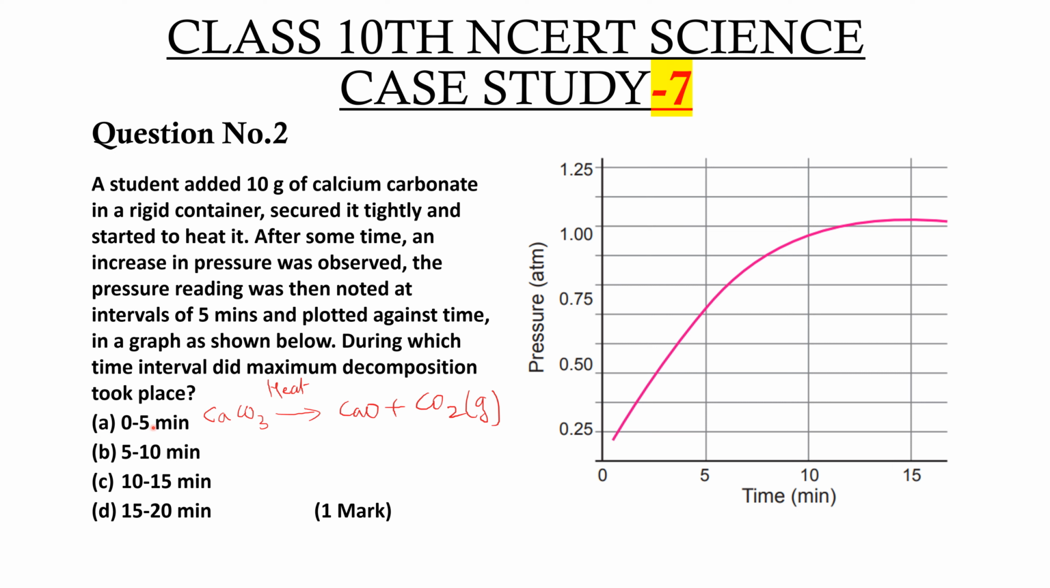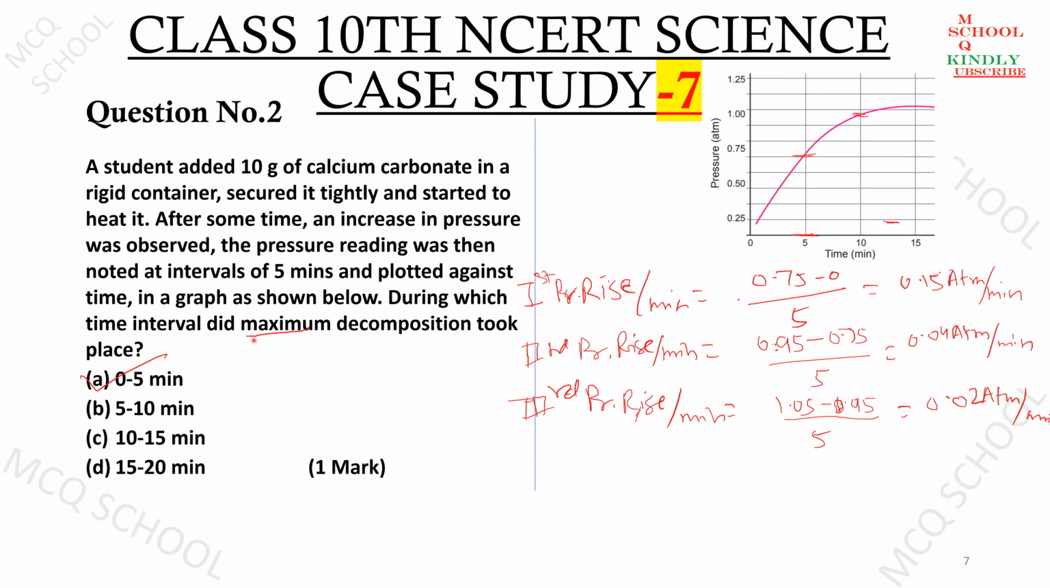A. 0 to 5 minutes, B. 5 to 10 minutes, C. 10 to 15 minutes, D. 15 to 20 minutes. So what is the best answer as per you? We know that if the decomposition is increasing very fast, the pressure rise would be very fast. So let us calculate the pressure rise every 5 minutes.